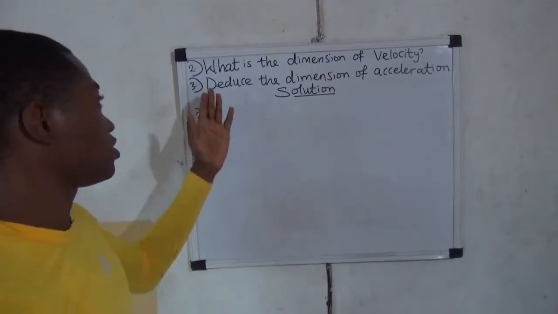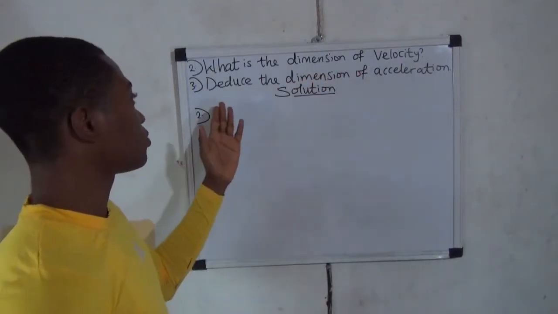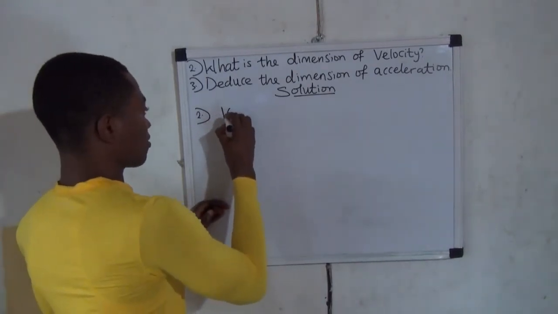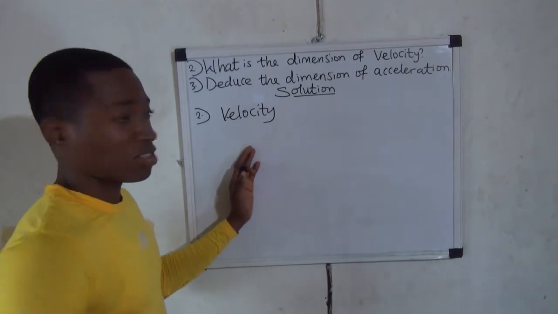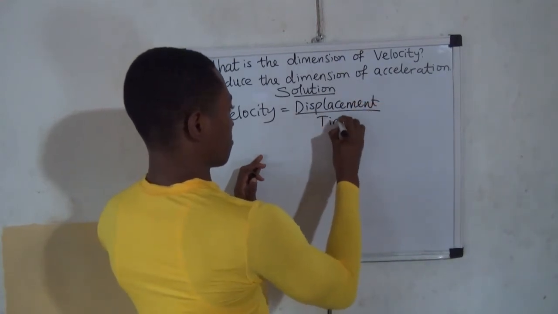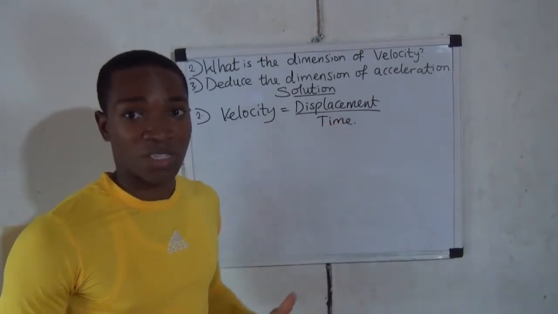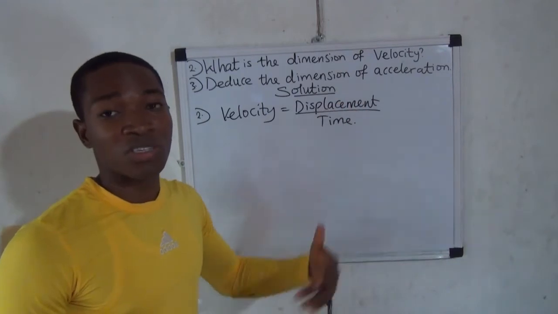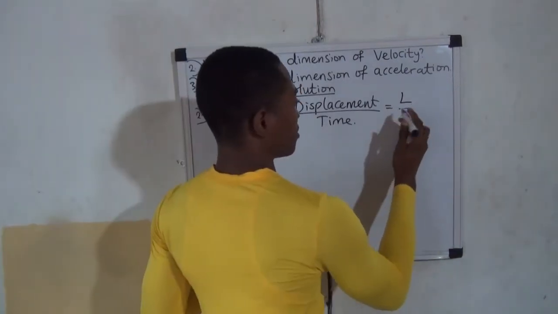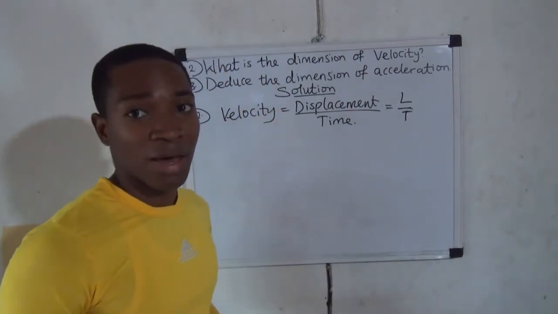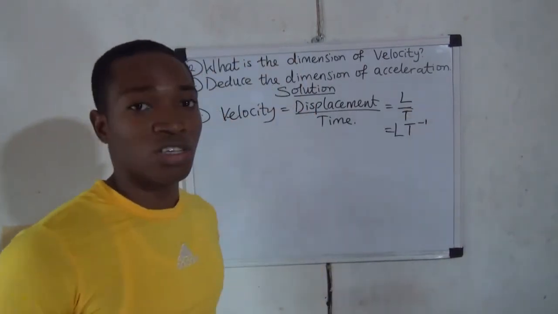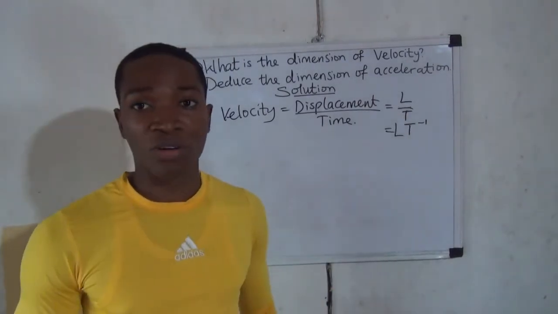Let's take more questions. This is the second question: what is the dimension of velocity? And the third question, deduce the dimension of acceleration. Let's start with the second one. The formula for velocity is displacement divided by time. Displacement is distance traveled in a specified direction, so we can take the dimension of displacement to be the same as the dimension of distance, which is length. So we have L divided by T, and that will give us L T raised to the power minus 1, because the denominator is T. That's why the power of T is minus 1.